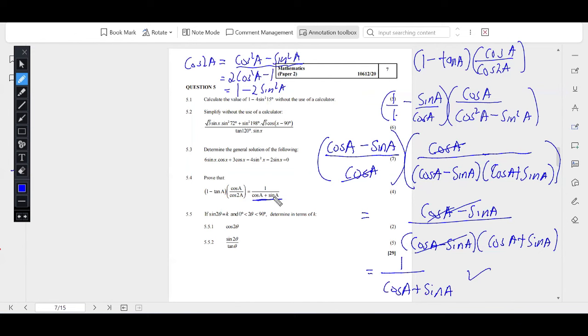So correct. Now, remember, we were proving from the left-hand side. It is very important to indicate that you were proving from the left-hand side. But once you get to this point, you then say, therefore, the left-hand side is equal to the right-hand side.